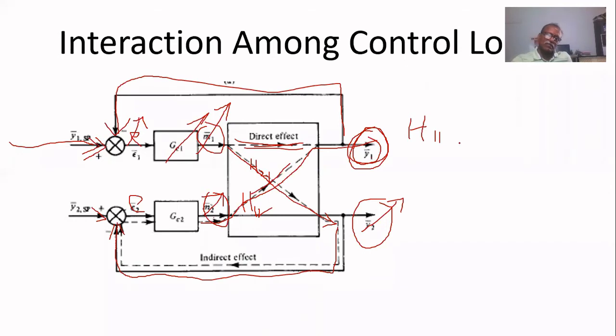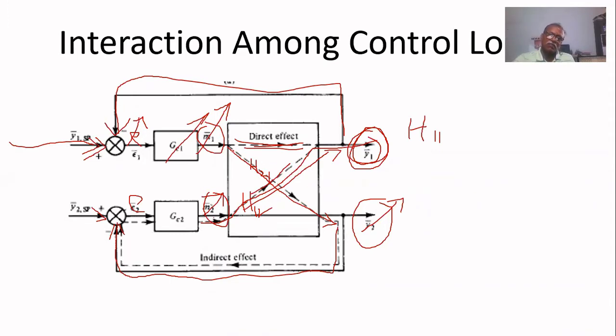So interaction can be seen in two ways. One is direct effect and the other is indirect effect. Similarly, in Y1, a direct effect is there. If M2 changes, it directly affects Y1. That is called direct interaction.